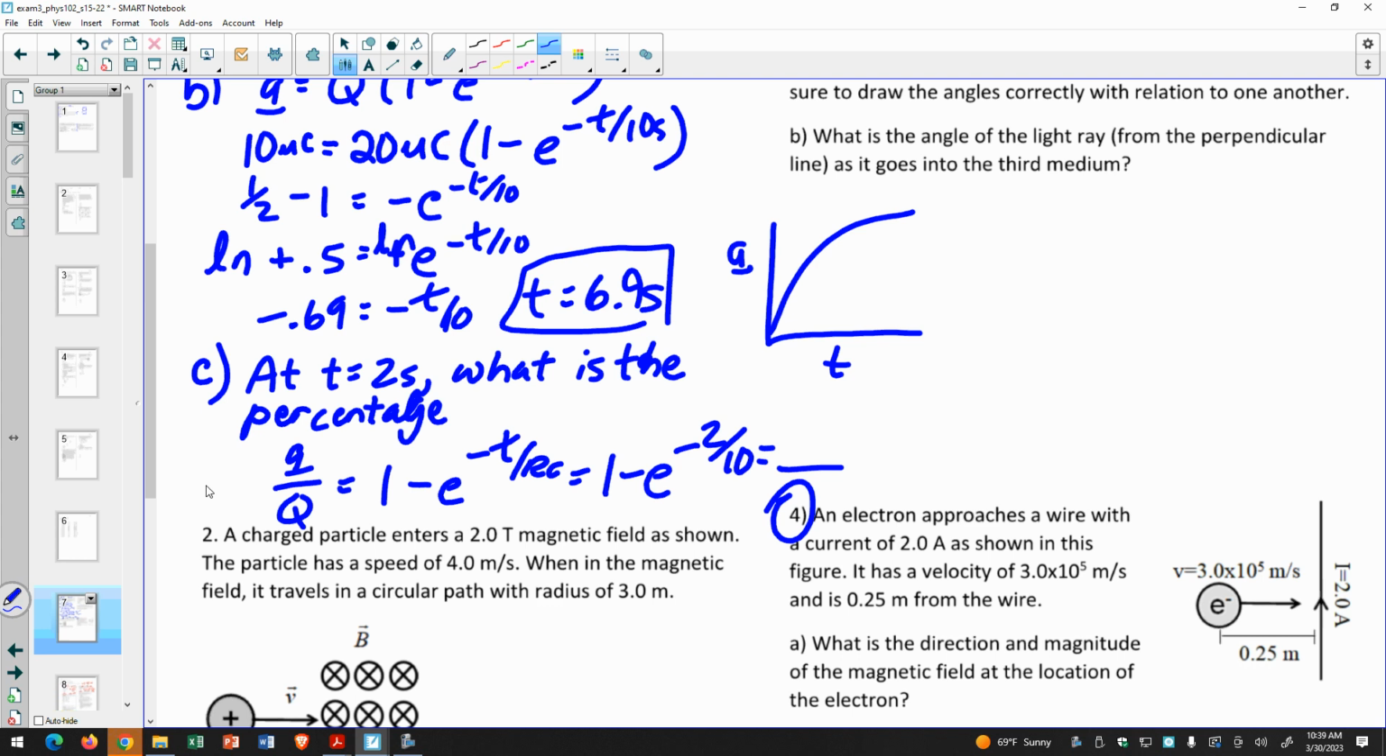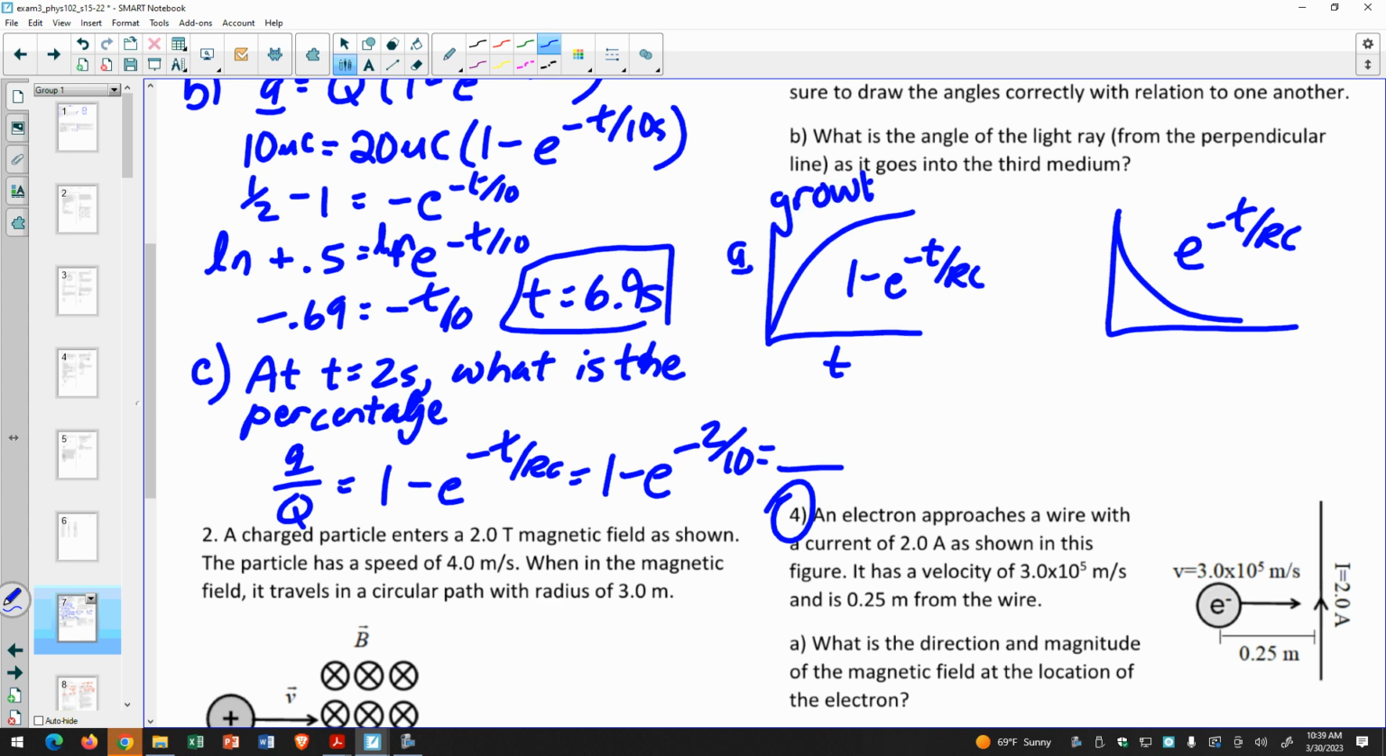How do you know what graph goes to which? Okay, so if I look at my equation sheet, I see that the functions are either 1 minus e to the minus t over RC, or the functions are e to the minus t over RC. That's how you'll be able to tell them apart. This is a growth function. This is a decay function.